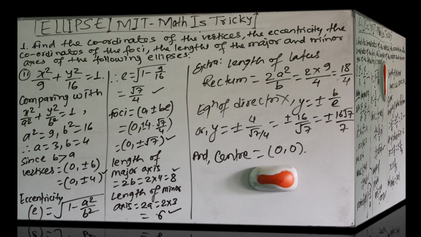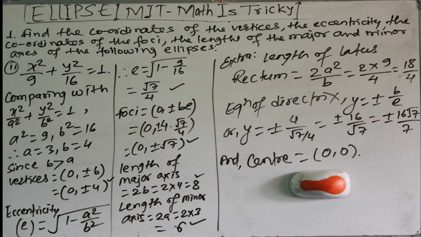Again we have to find the directrix, eccentricity, coordinates of foci, length of major and minor axis, and some extra also we will solve for. Okay, so by comparing we'll get here a as 3 and b as 4. Since b is greater than a, vertices will be 0 comma plus minus b, which gives here 0 comma plus minus 4.